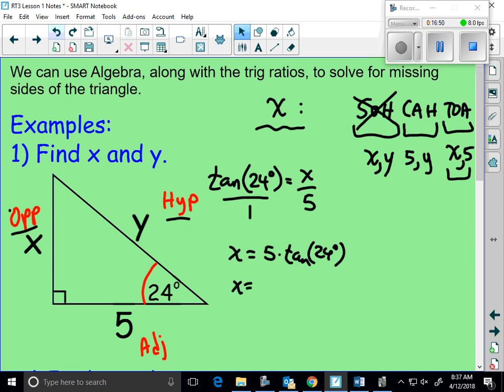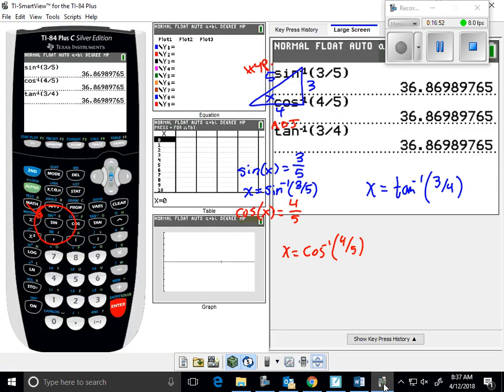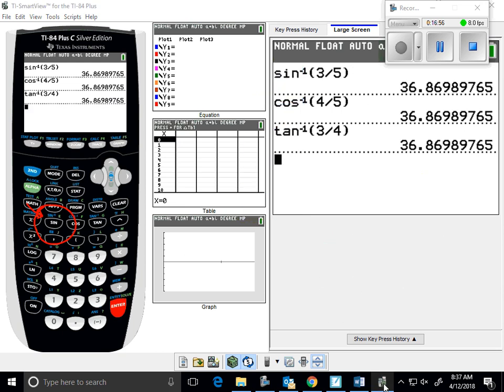Let me show you how that's going to work. Let me get rid of all this. I'm going to take 5 times the tangent of 24. 5 times tan 24. Just like that. Now your calculator does all of the ratios for you. There used to be hundreds of pages of ratios for different angles that someone figured out.